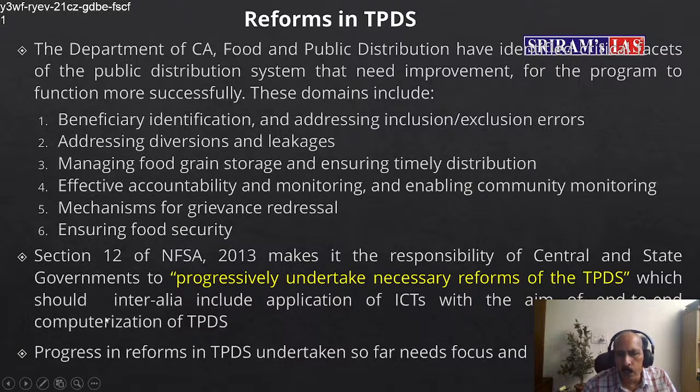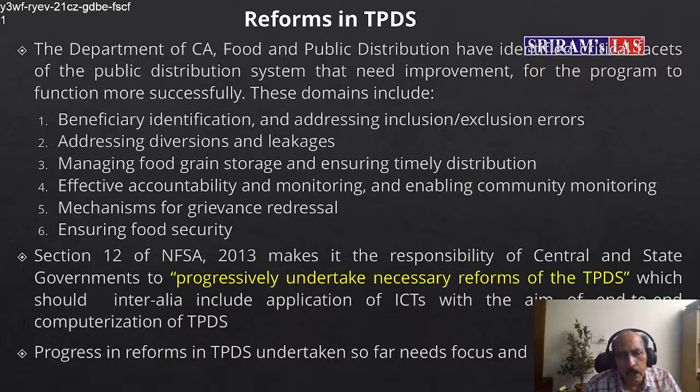NFSA Section 12 says that it is the responsibility of the central and the state government to progressively undertake necessary reforms of the TPDS and ensure that the food grains are available at the doorstep of the people. And in this process, they have to computerize the end-to-end system of the TPDS, right from the food grains when we start from FCI godowns till they are delivered to the beneficiary family or beneficiary person. Everything should be computerized. Only then we can introduce the One Nation, One Ration Card scheme.